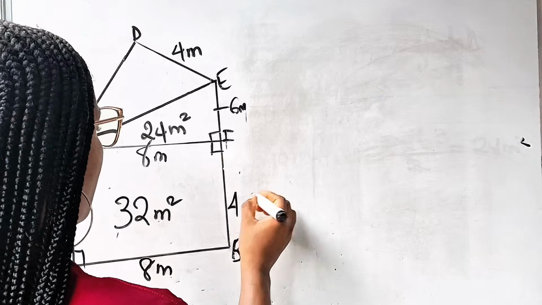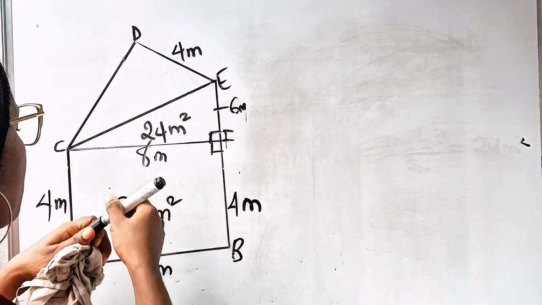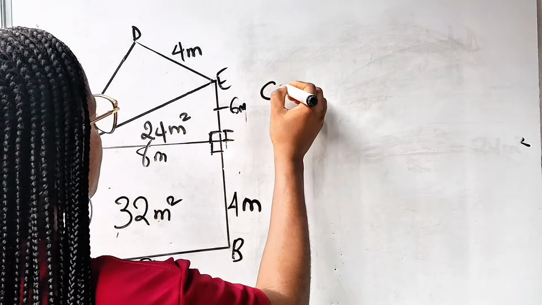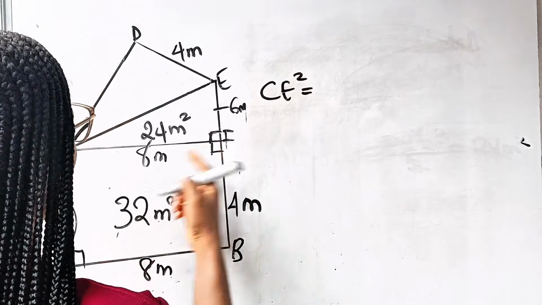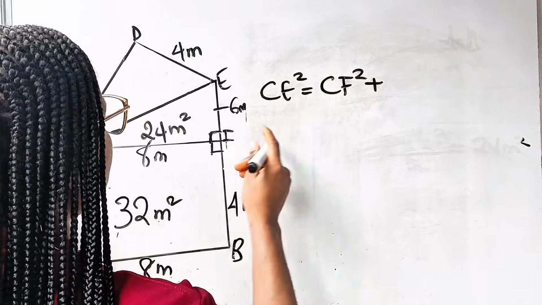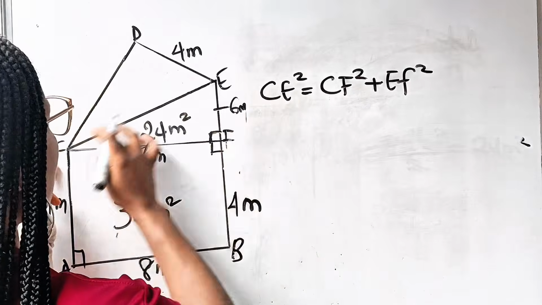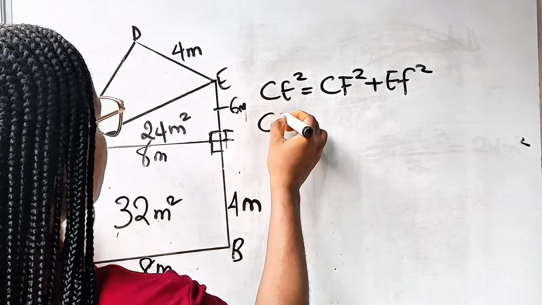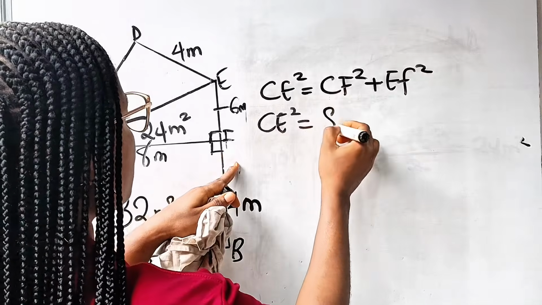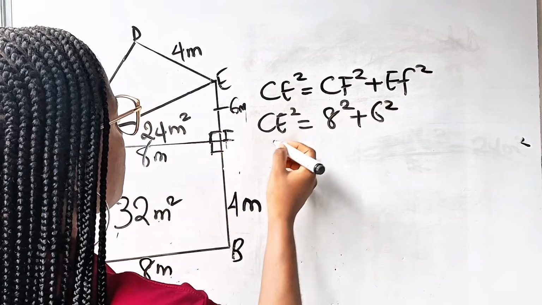So, length of CE. CE is the hypotenuse of triangle CEF. Okay. So CE squared will be equal to CF squared plus EF squared. So CE squared will be equal to CF, which is 8 squared, plus EF squared.